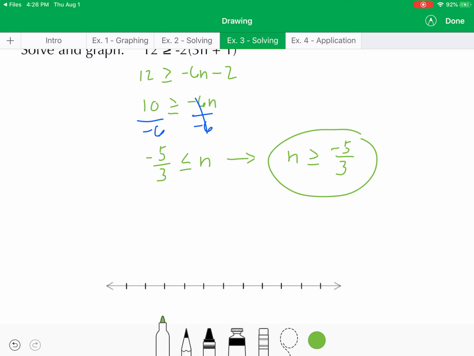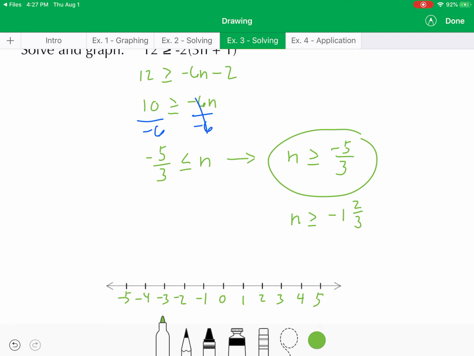All right, once again, label your number lines with integers. Even though your solution has a fraction to it, you still should be labeling with integers, right? So let's show 0 in the center. Get your negatives in there. And we know that this is equivalent to saying n is greater than or equal to -1 2/3. Here I think is an appropriate time for a mixed number, right?